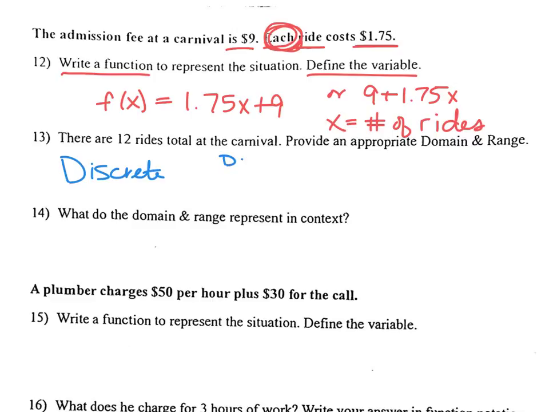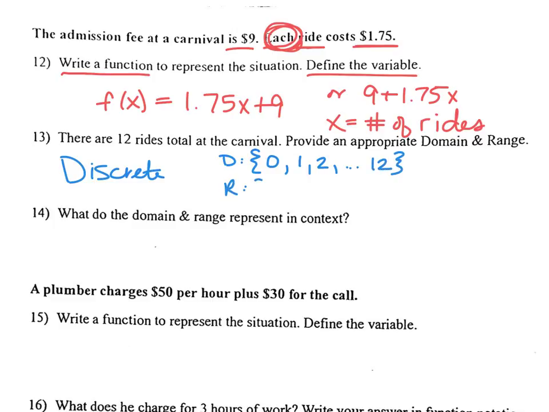So domain is going to be our number of rides. So you could go on 0 rides. Like to me at a carnival, you could actually enter the carnival and not go on any rides. You could just be there to spend time with your friends. Or you could go on 1 ride or 2 rides, or I'm going to get lazy here, all the way up to 12 rides, right? We could count like that.